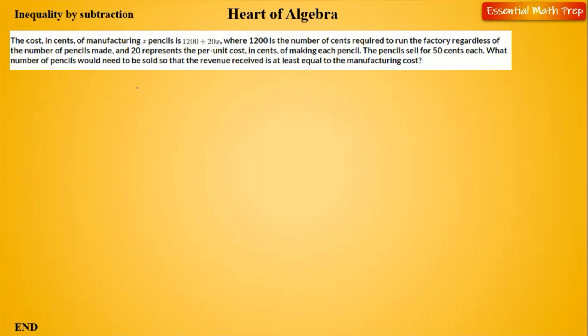So we know that the cost of production is 1200 plus 20x, where x is the number of pencils sold. Which means this number must be less than the revenue, so you have to sell enough pencils such that, at 50 cents per pencil, this number could be less than 50x, right? So essentially, this is the situation for profit.